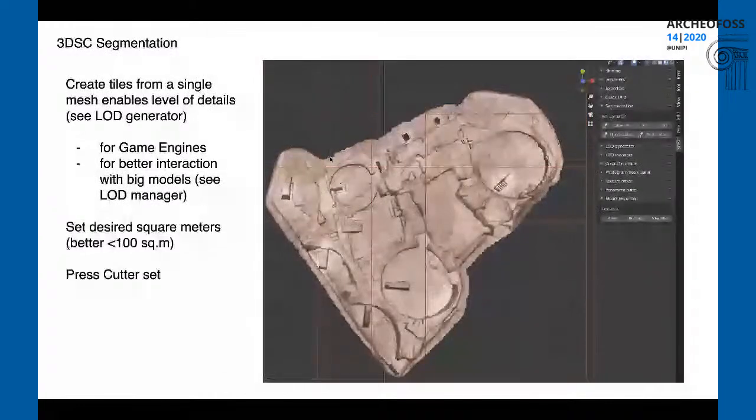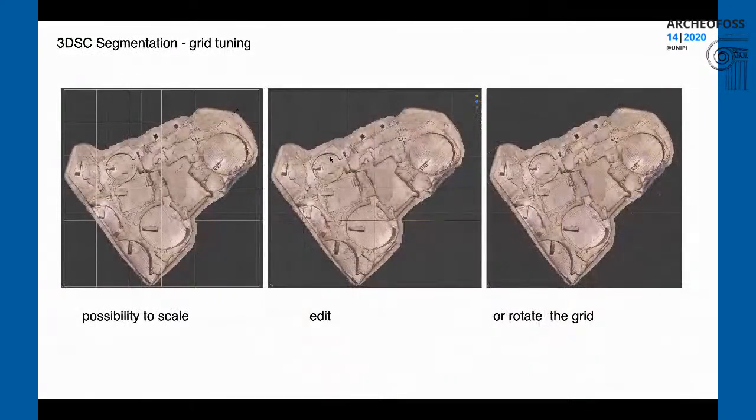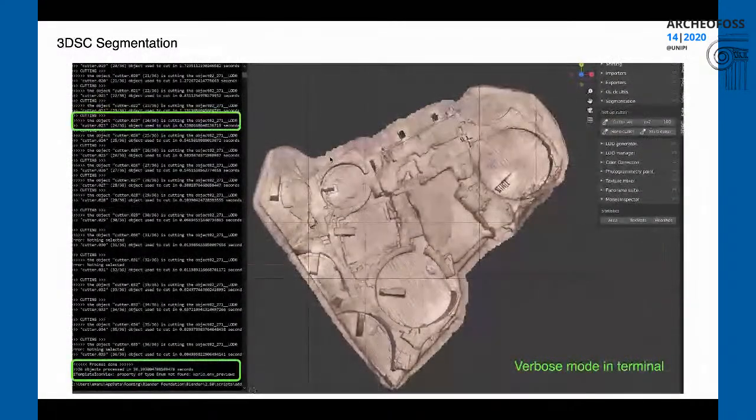This way you will have a grid of tiles that you can modify, scale, edit, and rotate the grid accordingly in order to have an optimized set of tiles. And now you have it in the terminal. You have a very verbose add-on that says everything it's doing under the hood.